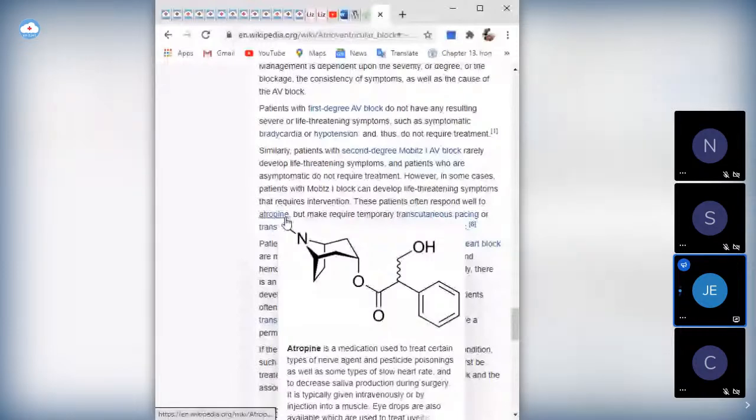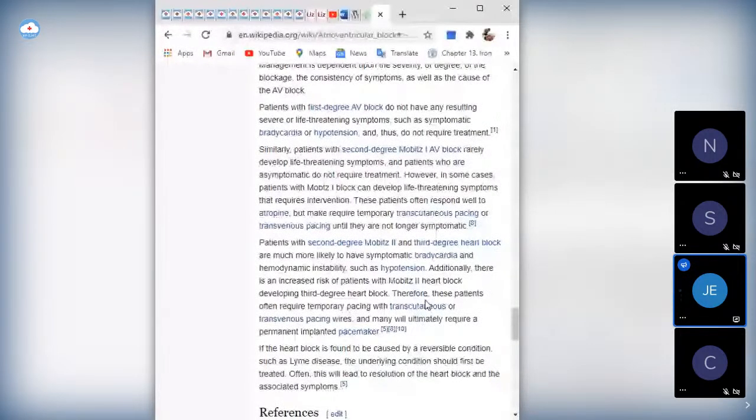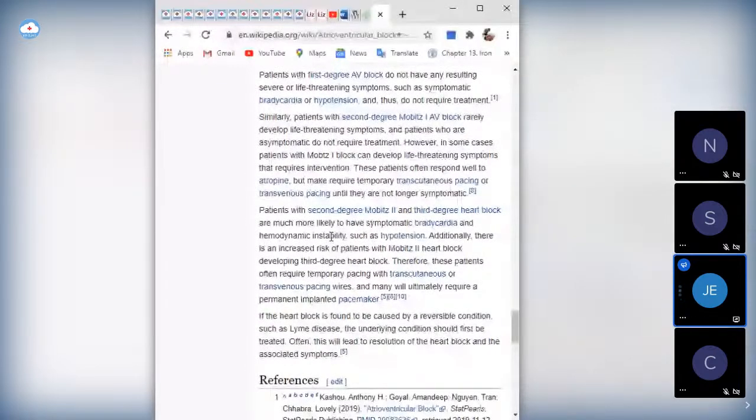Then Mobitz type 2 second degree heart block and third degree heart block are much more likely to have symptomatic bradycardia and hemodynamic instability, such as hypotension. Right? So it means you must treat, you must do something. You cannot manage conservatively. Additionally, there is an increased risk of patients with Mobitz type 2 heart block developing third degree heart block. Therefore, these patients often require temporary pacing with transcutaneous or transvenous pacing wires, and many will ultimately require a permanent implanted pacemaker.